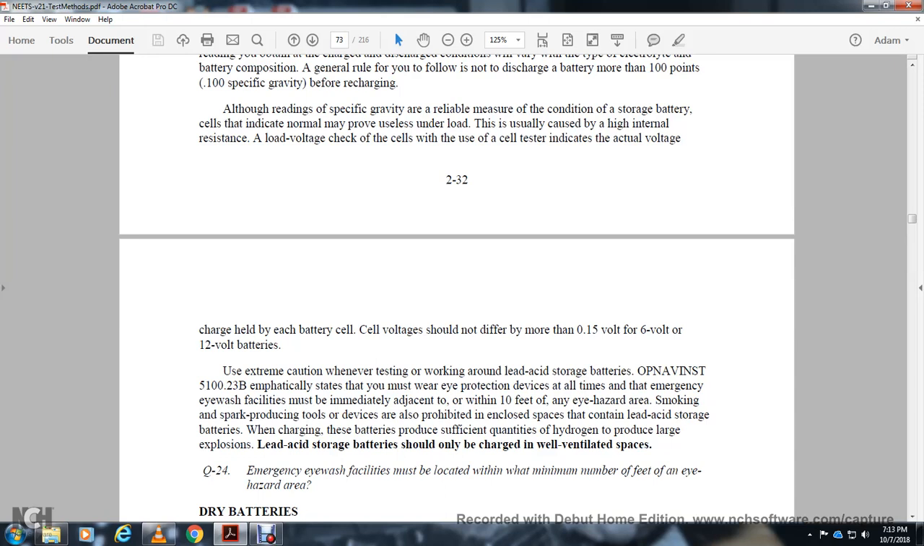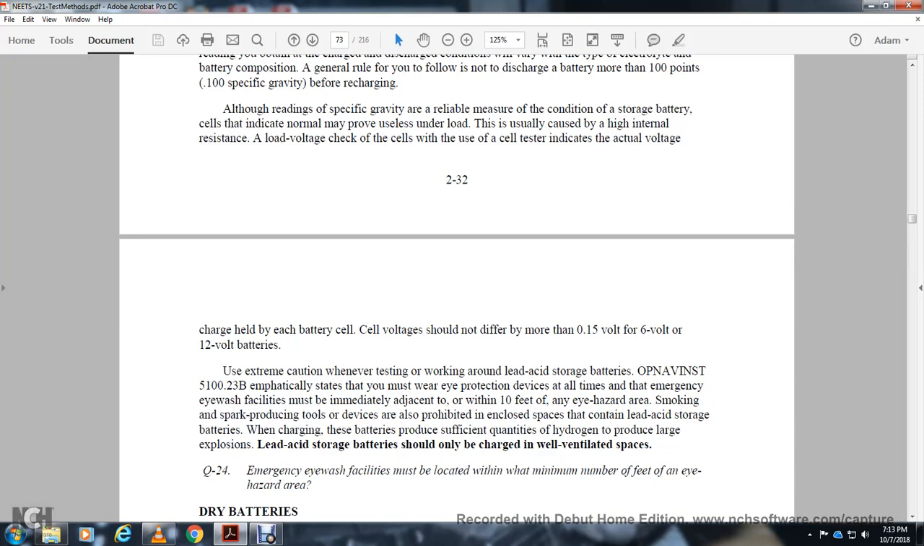Use extreme caution whenever testing or working around lead acid storage batteries. Optimal states emphatically that eye protection must be worn at all times, an emergency eye wash facility must be immediately adjacent or within 10 feet, and hazardous smoking and spark producing tools and devices are prohibited in closed spaces that contain lead acid storage batteries.